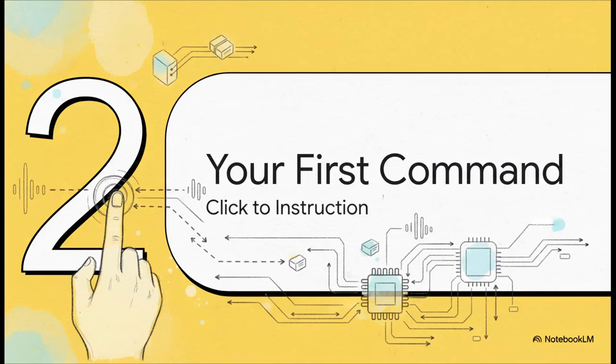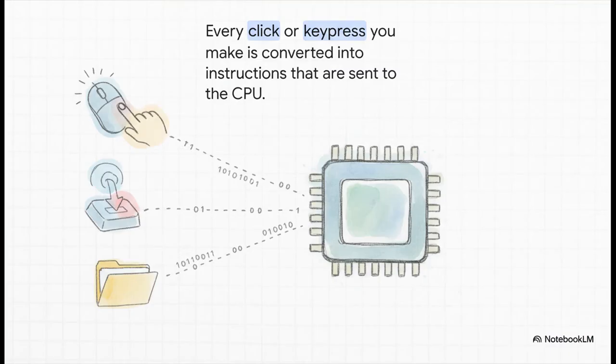Next section, your first command. Let's see how a simple click becomes an instruction. Yep, it's that simple. Every time you click your mouse or press a key, your computer turns that action into an instruction, and that instruction gets sent straight to the CPU.